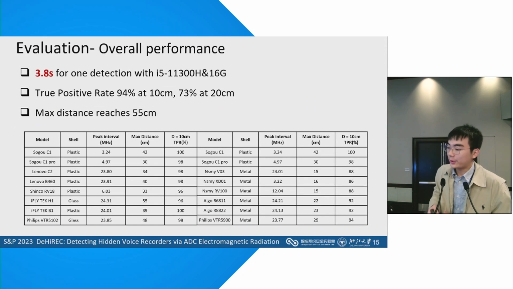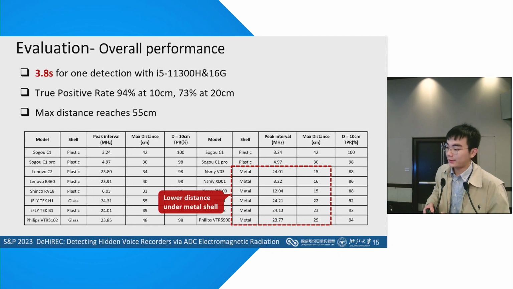And the overall performance of our system is shown in the table. The time cost for one detection is around 3.8 seconds. And our system is able to successfully detect all 13 recorders with a true positive rate of 94% at a distance of 10 centimeters. And we also find the metal shells cause a lower detection distance due to the attenuation.